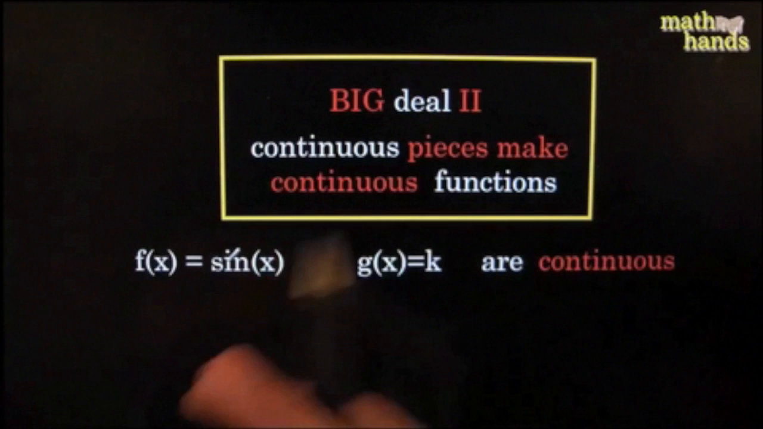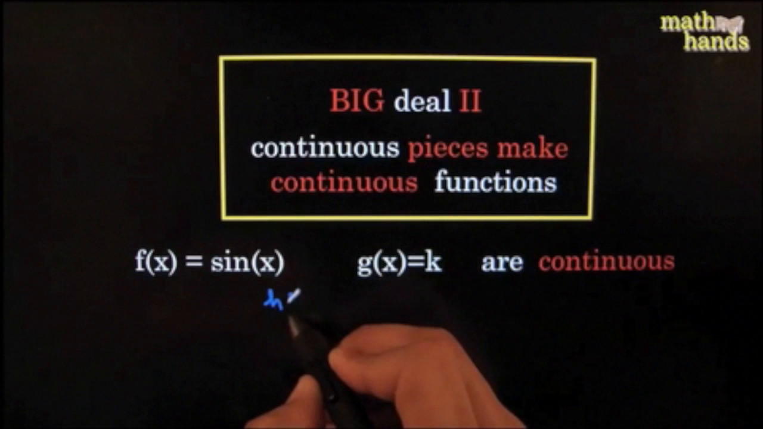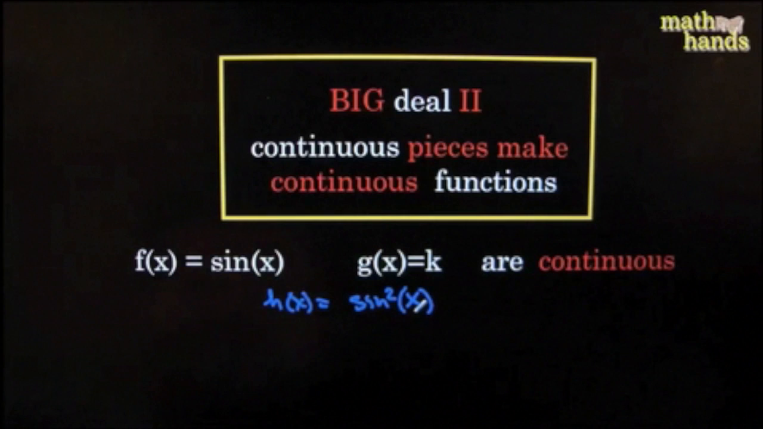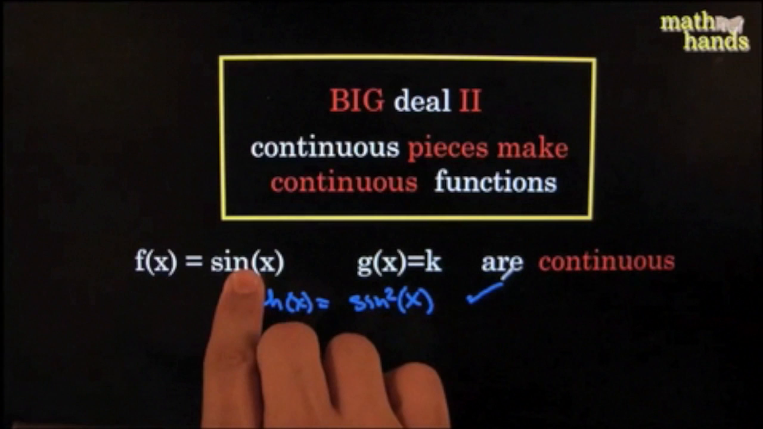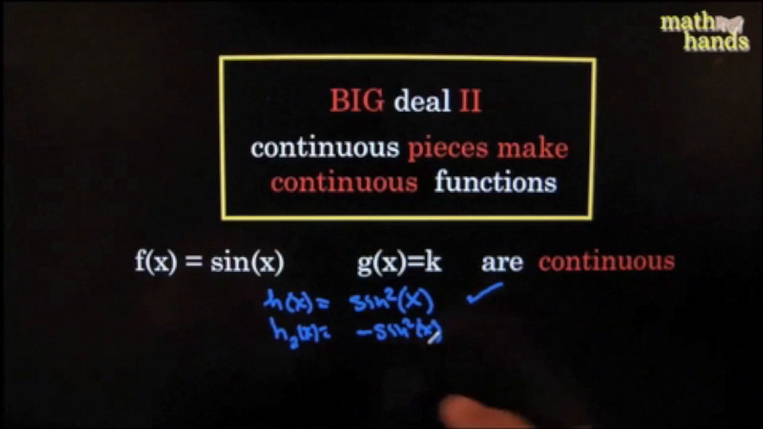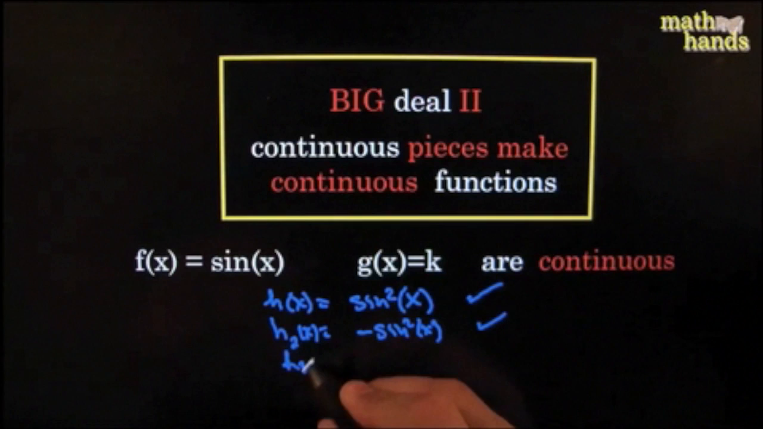Suppose you show that sine x is continuous, and you've shown that every constant function is continuous. What do you think about this then? H of x, which is equal to sine squared x, is that continuous? Think. Yes, it's got to be continuous because it's two of these ones multiplied together. Check. What about this one? I call this h2 of x. Another one, negative sine squared x. Would that be continuous? Yes, because it's negative one, a constant, times another one that's continuous. So that would be continuous. Check. What about another one, h3 of x, which is equal to just 1. Would that be continuous? Yes, because it's one of these. It's a constant. That would be continuous.